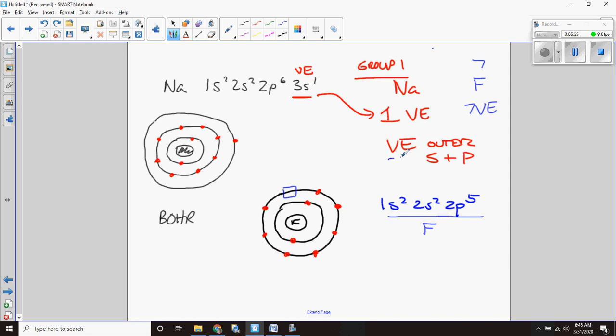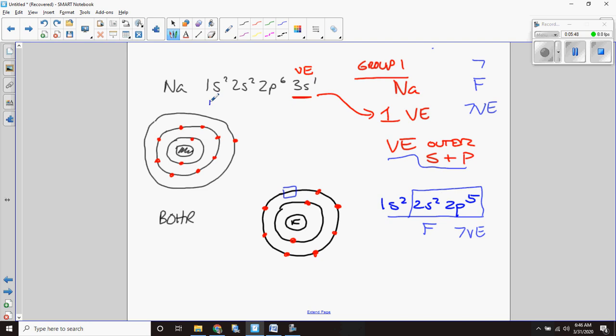Now, if you remember, valence electrons are always the outermost s and p. So here it is. This is the stuff on the outside. I've got a 2p and a 2s. Well, there it is. Those are going to be my 7 valence electrons for, sorry, for fluorine. So 2s is 2 here and 5 there. There's 7. Okay? So we all know what happens.